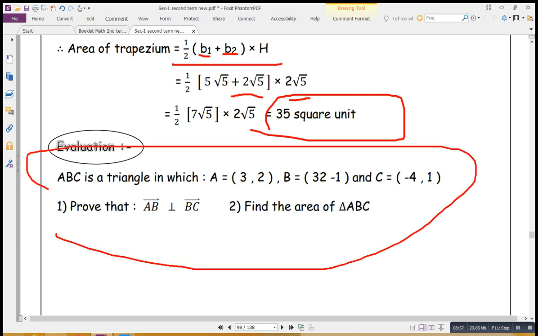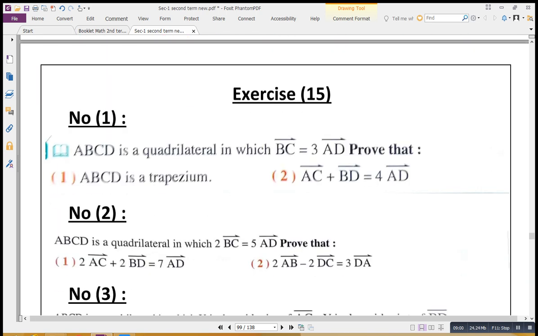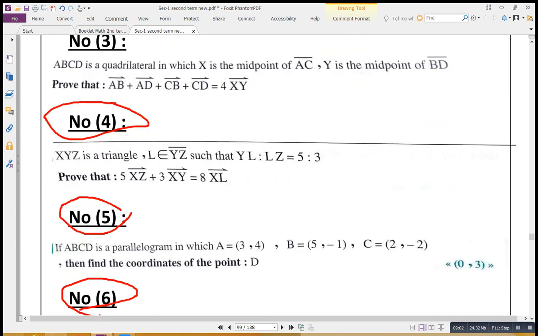Okay, so the homework is on page number 99, exercise 4, 5 and 6.